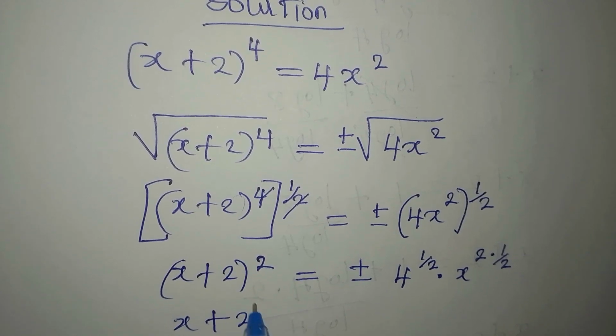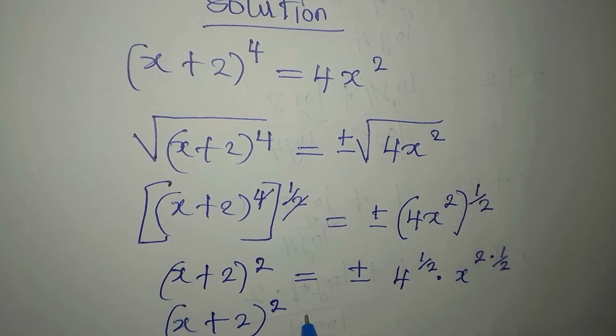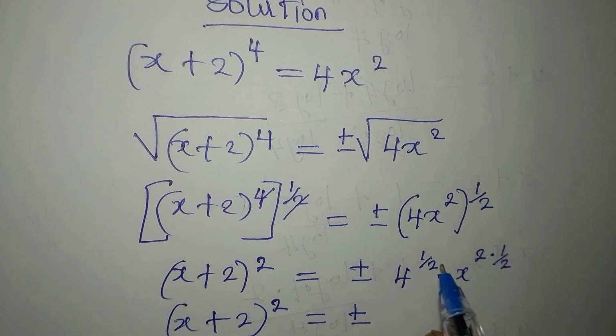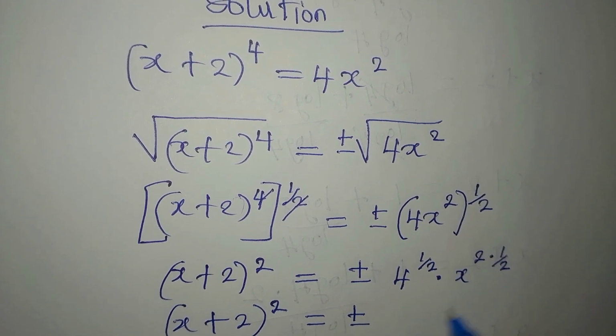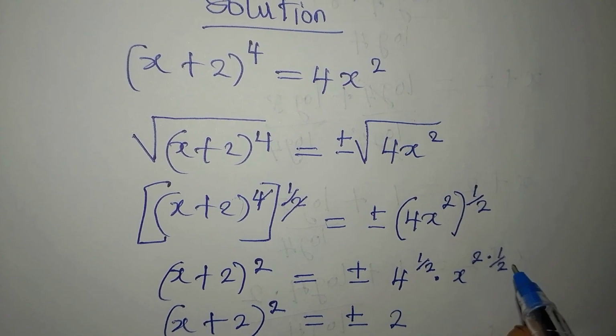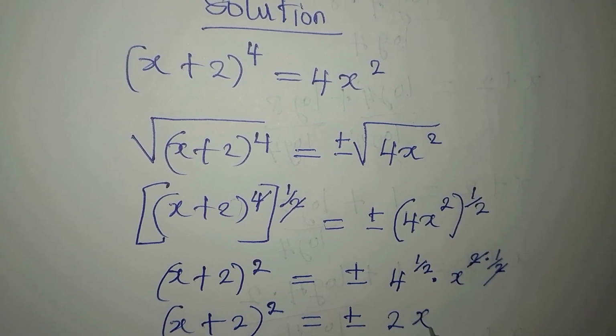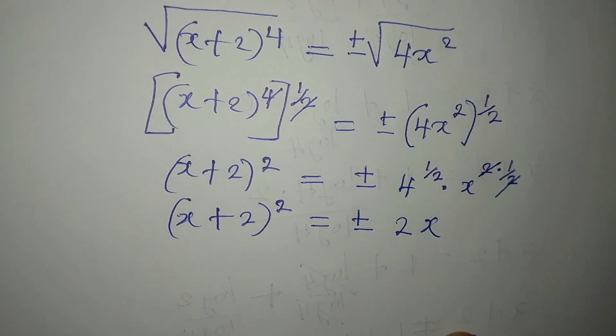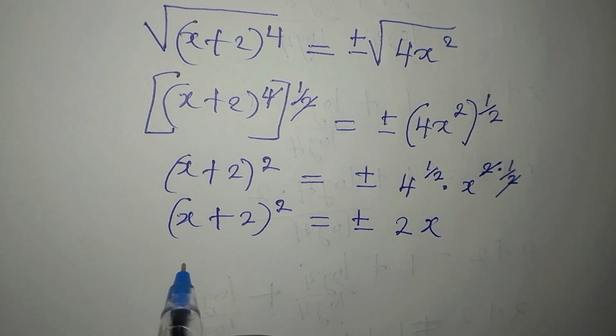(x + 2)^2 is equal to plus or minus 4^(1/2), which is the same as the square root of 4, that is 2. Then this will go with this, so we have x. This is simple. Now let us expand what we have here.